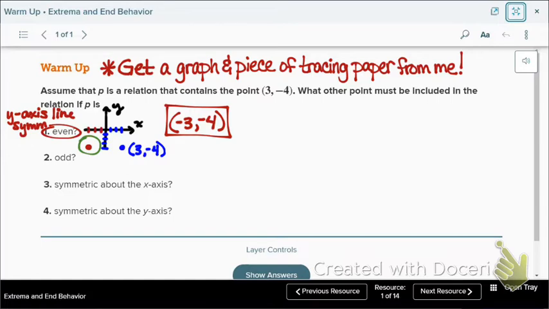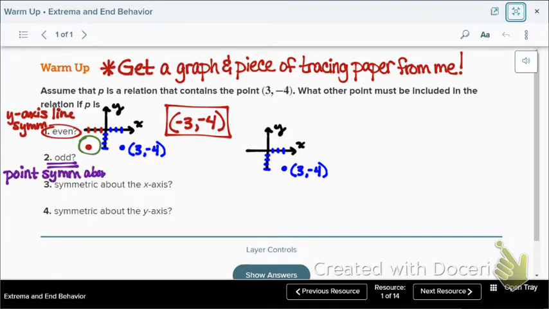Part B, I want to leave that blue point in the same spot, so that dot on your graph stays in the same place. But now I want to know where it would move to if this was an odd function. What kind of symmetry does an odd function have? Point symmetry. About what point? Around what? Sort of. X-axis is a line. The middle, the origin.